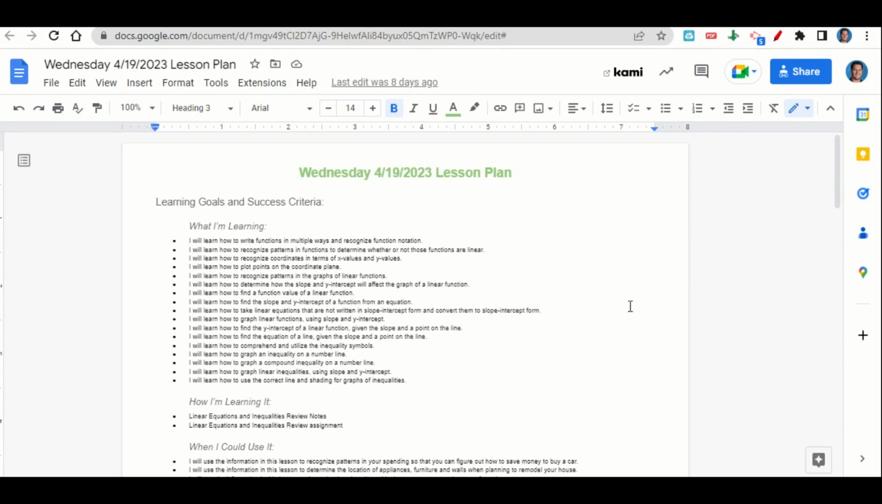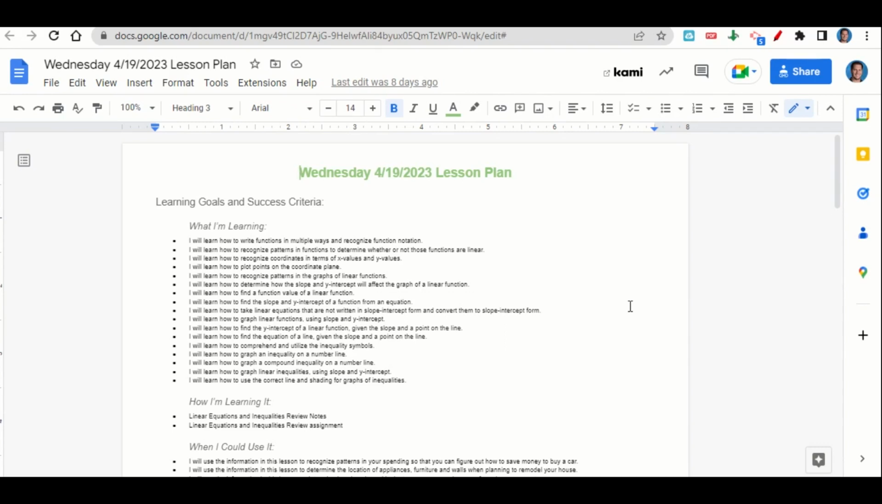given the slope and a point on the line, to comprehend and utilize the inequality symbols, to graph an inequality on the real number line, to graph a compound inequality on a number line, to graph linear inequalities using slope and y-intercept, and to use the correct line and shading for the graphs of inequalities.